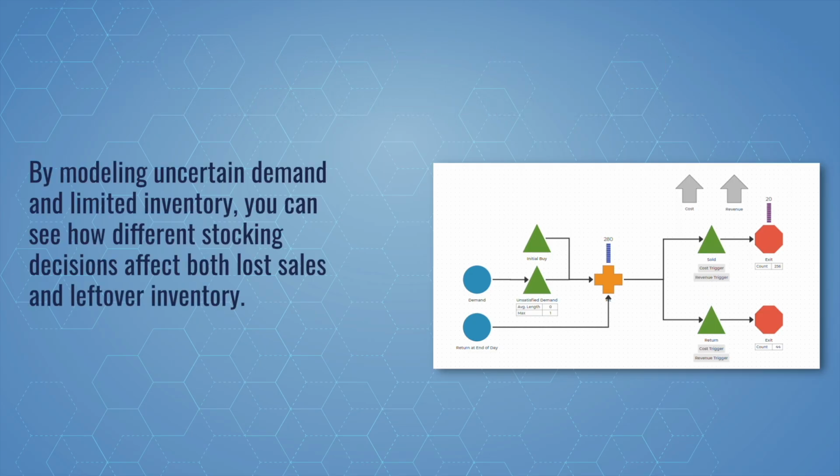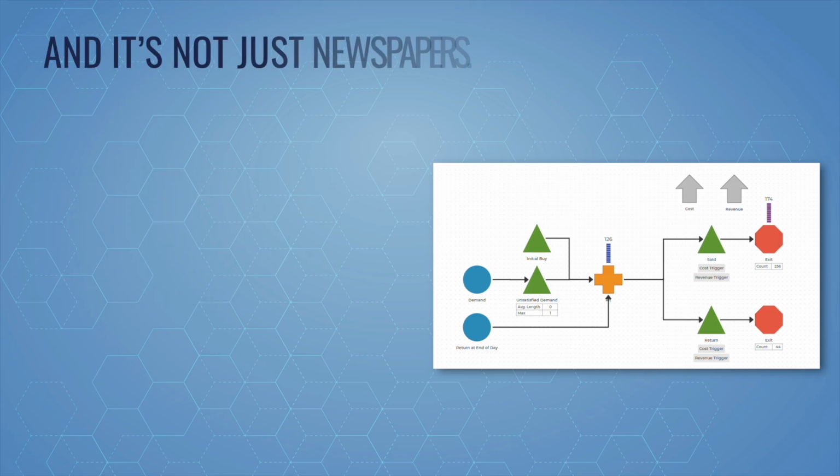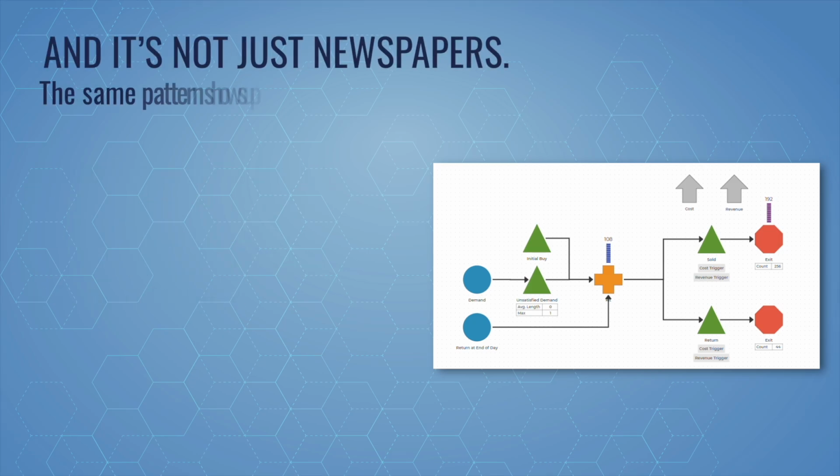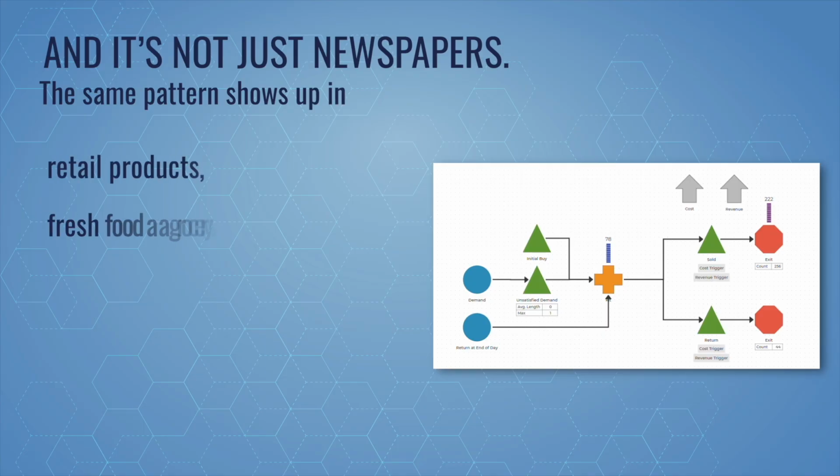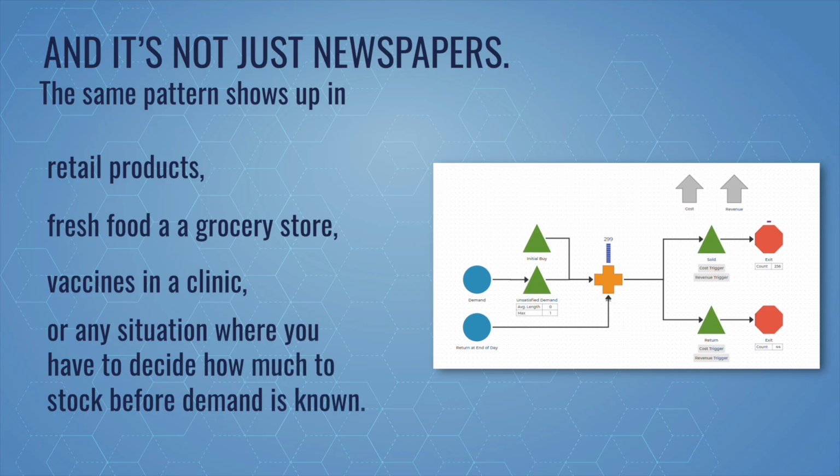experiment with. By modeling uncertain demand and limited inventory, you can see how different stocking decisions affect both lost sales and leftover inventory. And it's not just newspapers. The same pattern shows up in retail products, fresh food at a grocery store, vaccines in a clinic, or any situation where you have to decide how much to stock before demand is known.